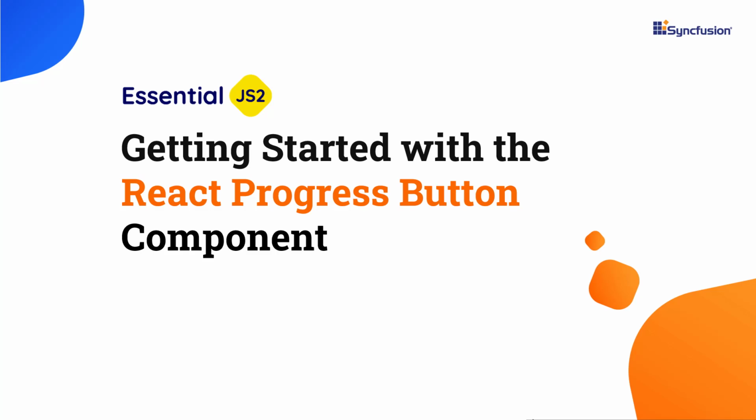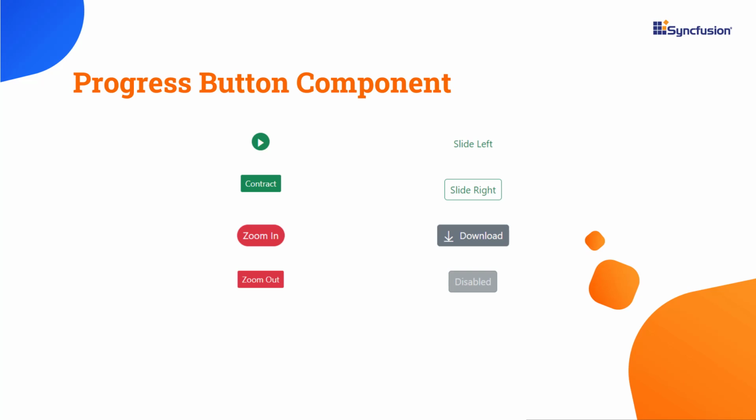Welcome to the React Progress Button tutorial. The Syncfusion React Progress Button is used to show the progress of the button action. Look at this download button. The progress shown lets you estimate how long the action will take to complete.